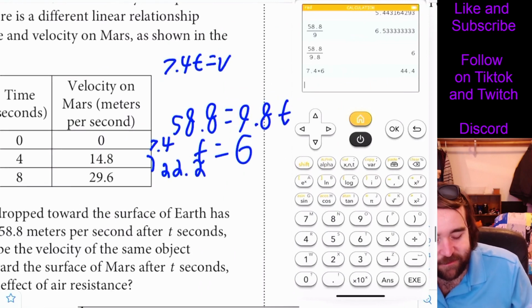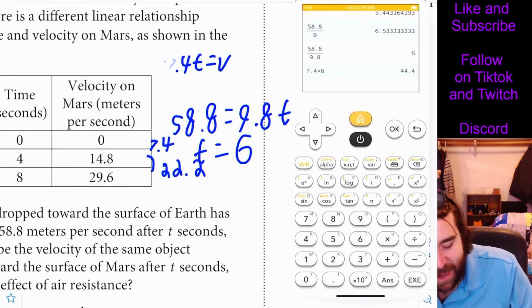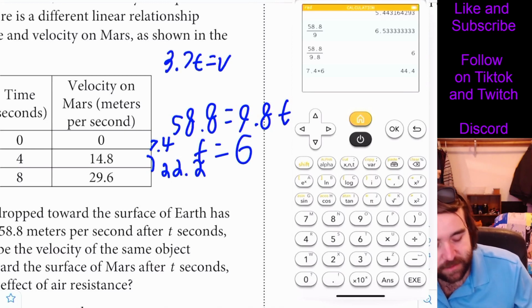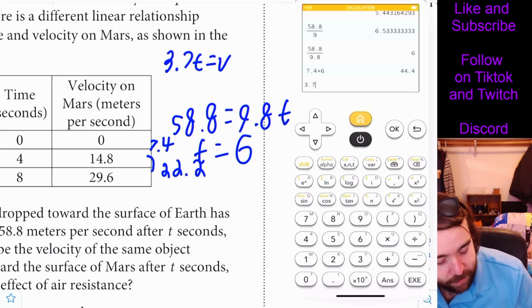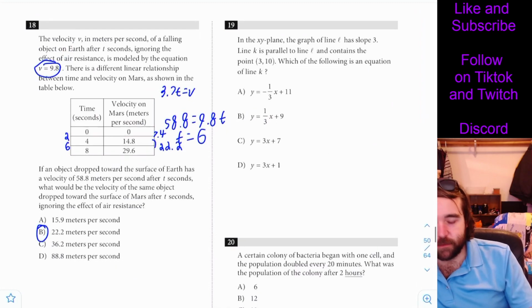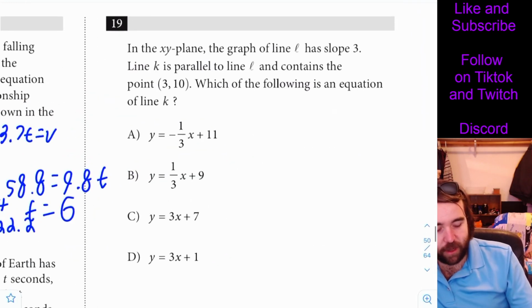Oh, right, because it's 7.4 every 2. So this is not actually 7.4 times t. It's 7.4 divided by 2 times t, which is 3.7. So it should be 3.7 times 6. 22.2. Yeah. So that's why it could even be harder when you write equations. It could be easier to just look at the graph and figure it out.